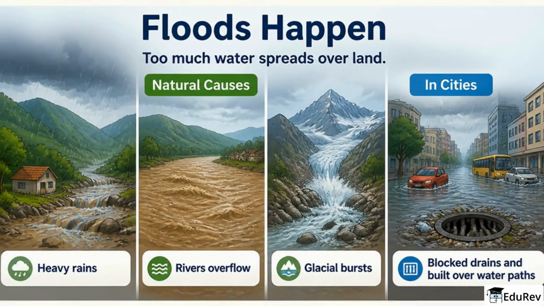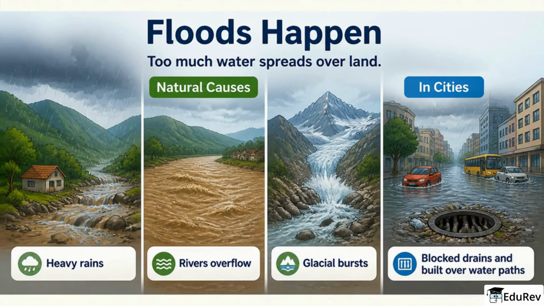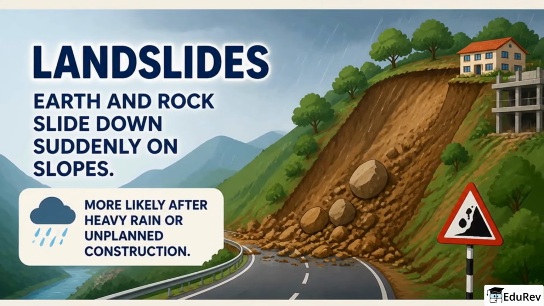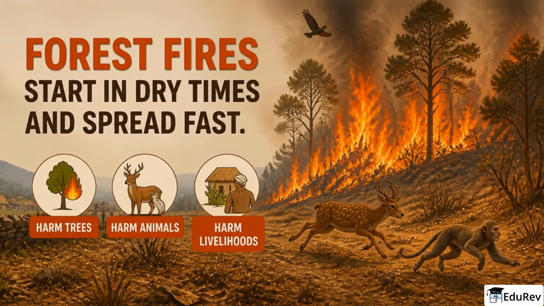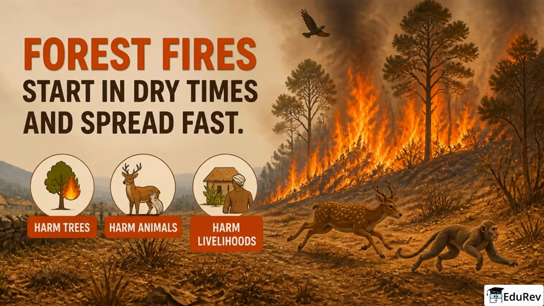Floods happen when too much water spreads over land, from heavy rains, river overflow, or glacial bursts. And city floods can happen when drains are blocked or natural water paths are built over. Landslides are sudden downward movements of earth on slopes and are common in hilly regions, often worse after heavy rain or unplanned construction. Forest fires start during long dry spells and spread fast, harming trees, animals, and local livelihoods.